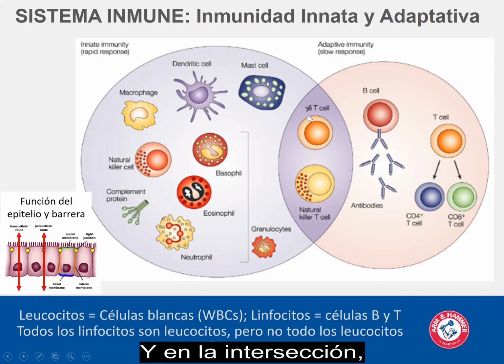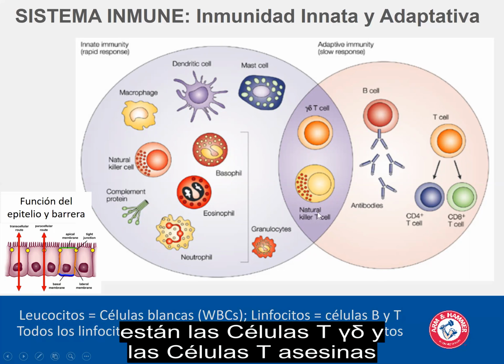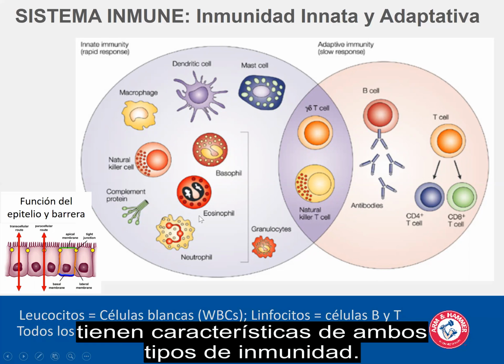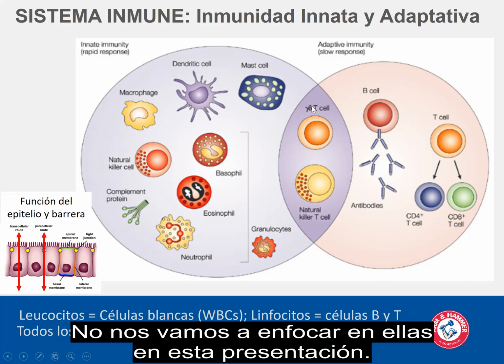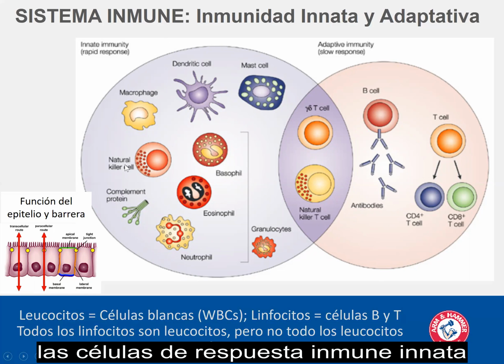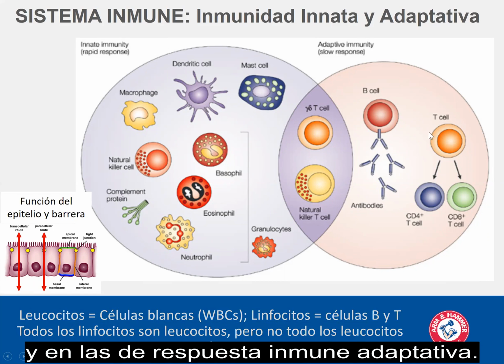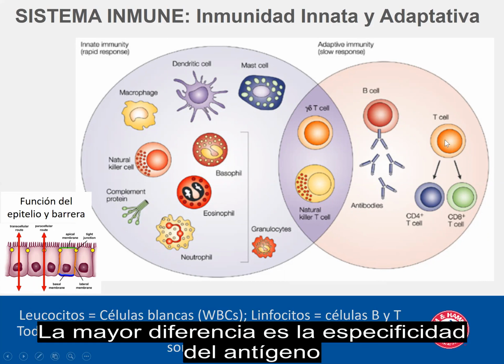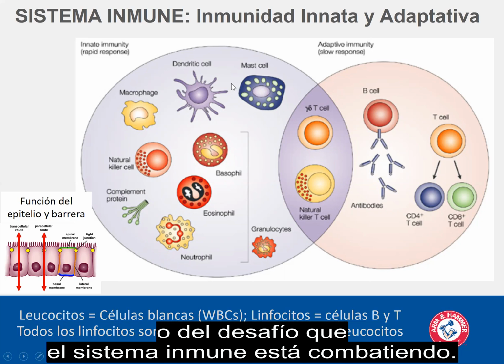And these two in the middle, the gamma delta T cells and the natural killer cells, have aspects of both the innate immune response as well as adaptive. We're not going to focus on those for this presentation. We're mainly going to focus again on cells within the innate immune response and cells within the adaptive immune response. And the biggest difference is specificity to the antigen or the challenge that the immune system is responding to.